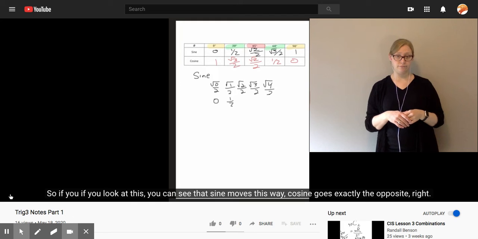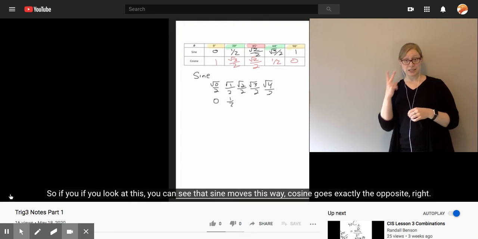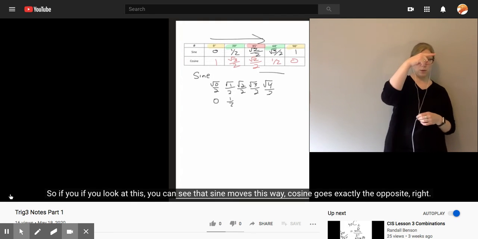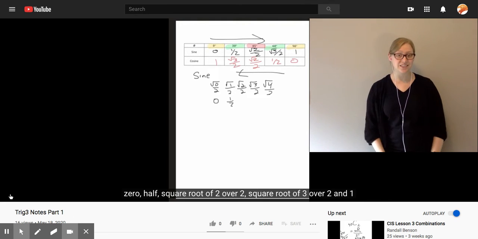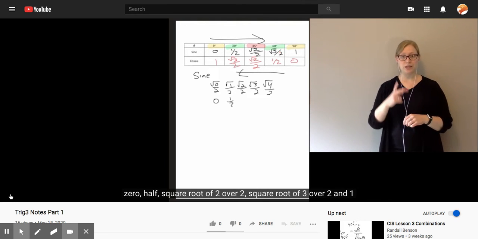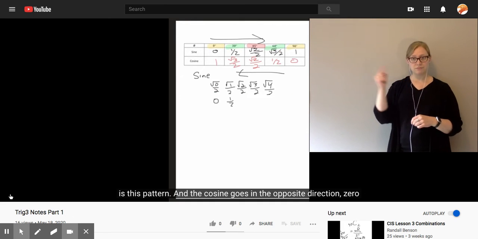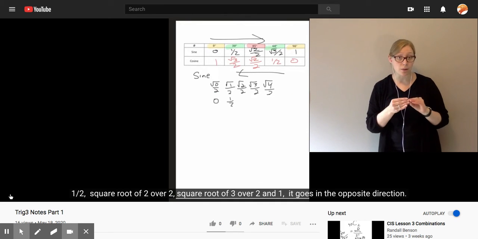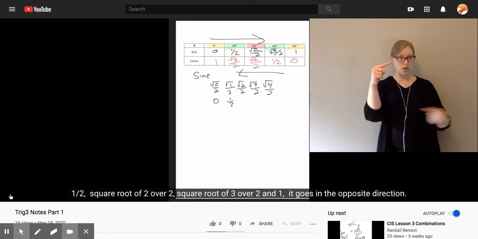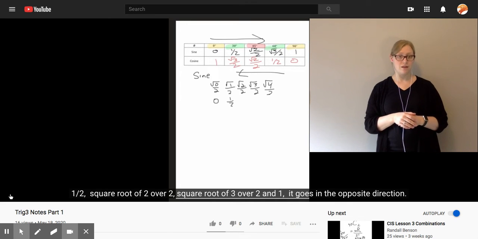So if you look at this, you can see that sine moves this way, and cosine goes exactly the opposite. So we have 0, half, square root of 2 over 2, square root of 3 over 2, and 1. It's this pattern. And the cosine goes in the opposite direction: 1, square root of 3 over 2, square root of 2 over 2, 1 half, and 0. It goes in the opposite direction.